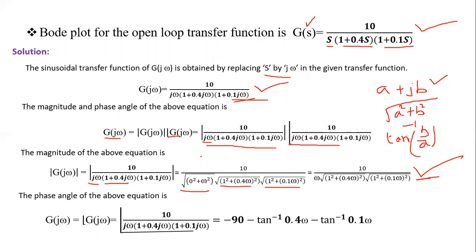And now we need to identify the phase angle. How to identify the phase angle? That is tan inverse of B by A, tan inverse of imaginary by real. So the first term, if you observe, only j omega is there. That too, here all the s terms will be in the denominator, so all angles will come in the denominator. The denominator angles, if we shift to the numerator, will come as a negative sign.